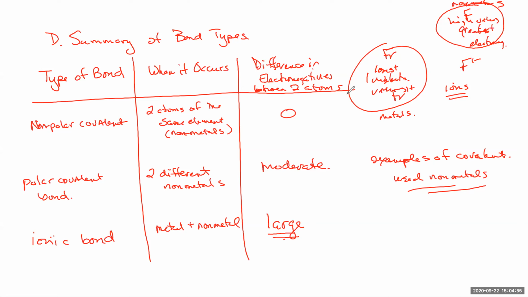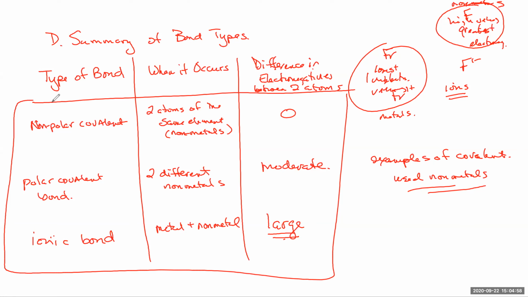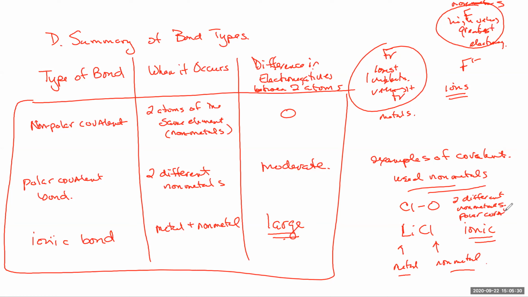So in general, you can use these little rules to quickly decide. So if you see something that is lithium chloride and I ask you what kind of bond, lithium is a metal and chlorine is a nonmetal. And so once you see a metal and a nonmetal, you should say that this bond is ionic. If I gave you an example of chlorine to oxygen, these are two different nonmetals. And so you should answer that this is polar covalent.